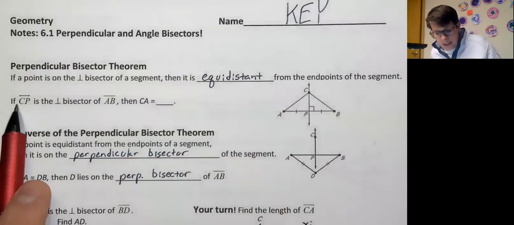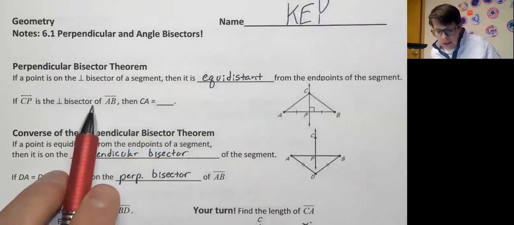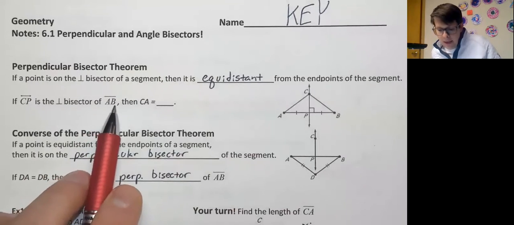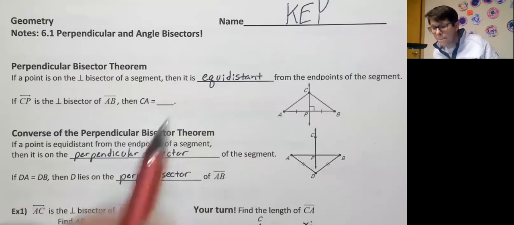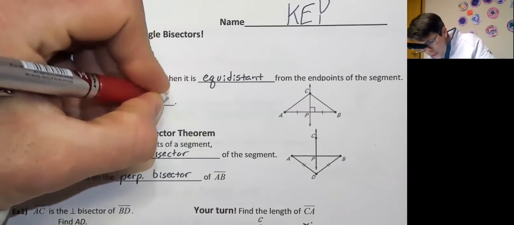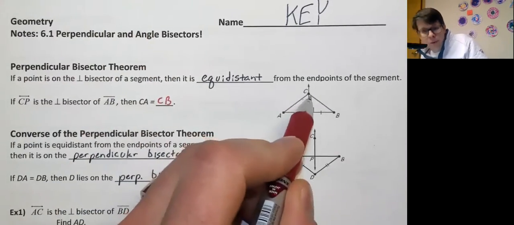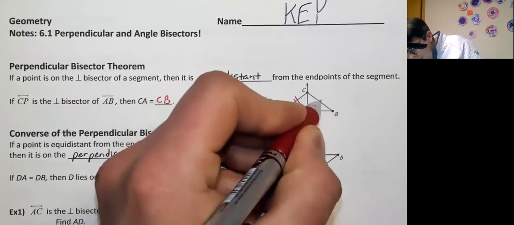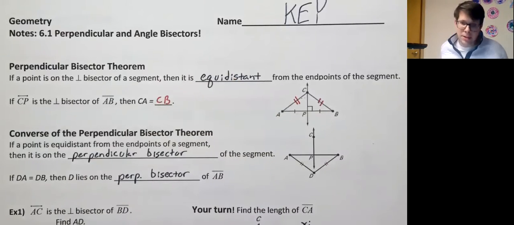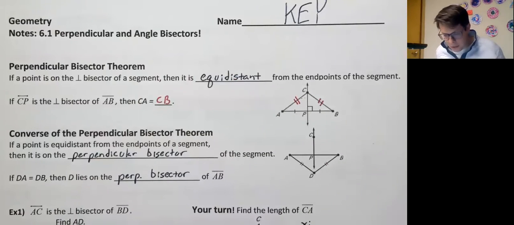Now, if you take a look right here, it says if line CP is the perpendicular bisector of segment AB, then CA is equal to CB. Those two segments that are formed by reaching out from our perpendicular bisector back down to our segment are going to be the same length. And because they're the same length, we get to mark them with those tick marks.